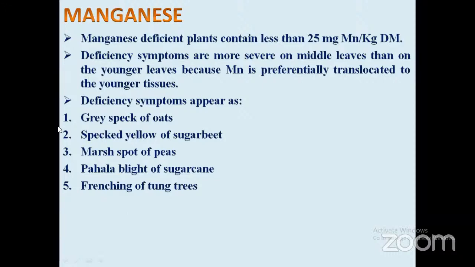These are the common deficiency symptoms of manganese. This you may find very frequently in exams. Gray speck of oat, speckled yellows of sugar beet, marsh spot of peas, Pahala blight of sugarcane, and frenching of tung trees. So these are the deficiency symptoms of manganese. Okay, if any one of you wants to tell me, what do we understand by this frenching?